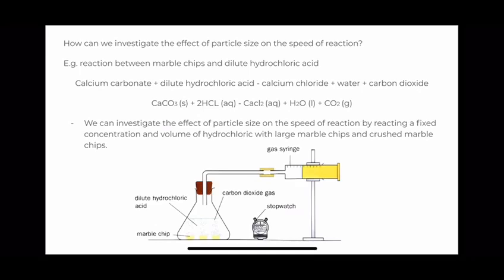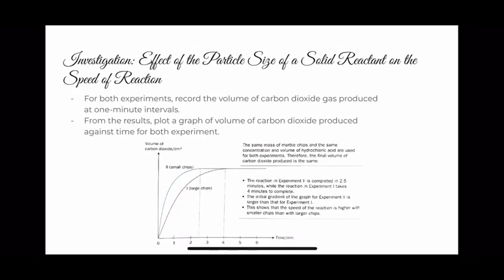We can investigate the effect of particle size on the speed of reaction by reacting a fixed concentration and volume of hydrochloric acid with large marble chips and crushed marble chips. The effect of particle size on the speed of reaction can be determined by measuring the volume of carbon dioxide gas produced at regular time intervals.